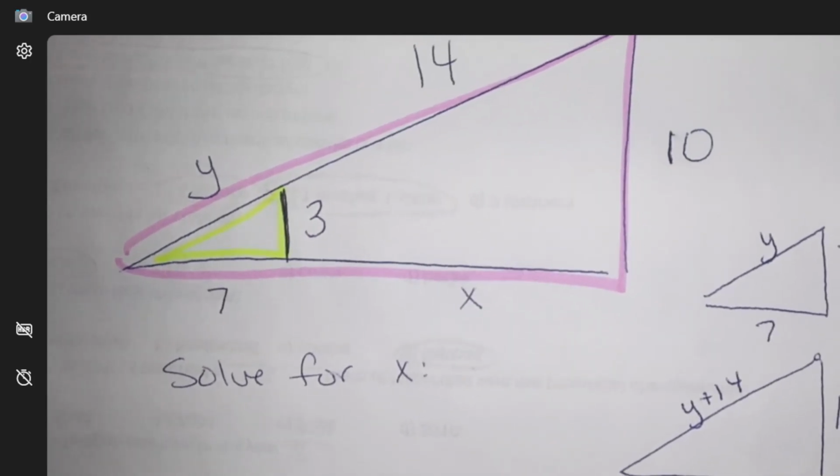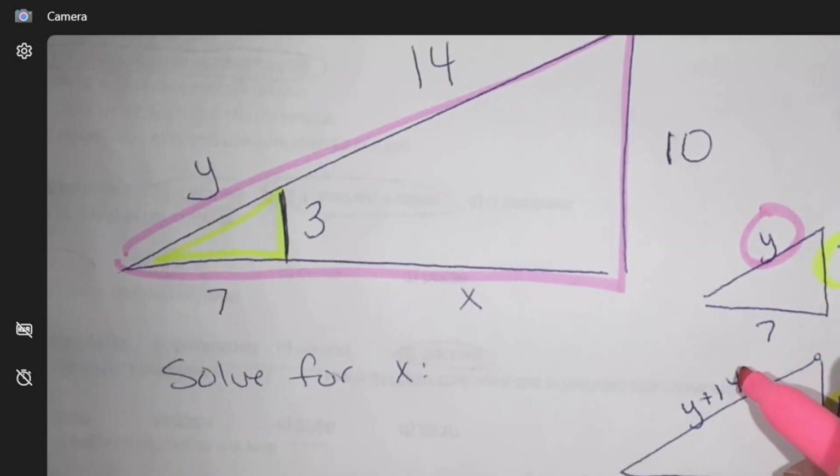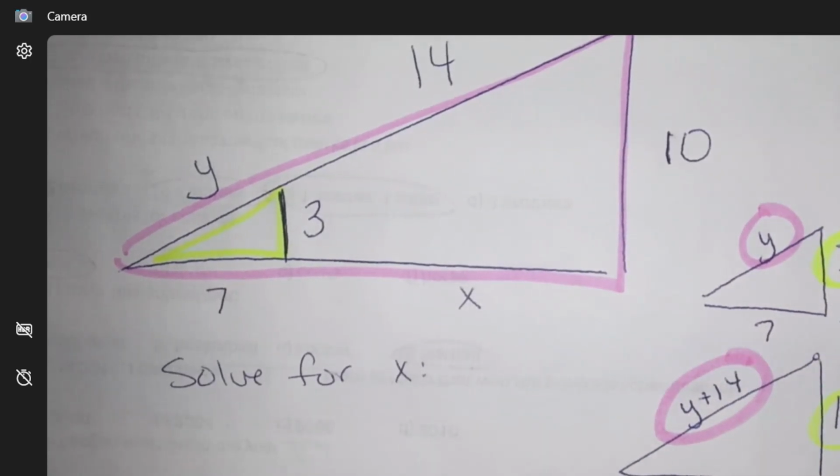Okay, so now what am I going to do? I'm going to look for my matchups, those corresponding parts. So the 3 on this would correspond to the 10 on this. The y on this would correspond to the y plus 14. And the 7 on this would correspond to the 7 plus x on that. We good? Understanding the 2 objects, the corresponding pieces of matching.